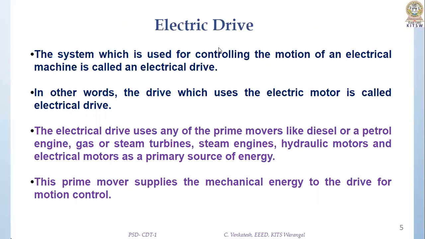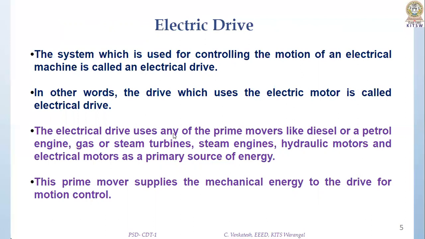So now comes the question: what is an electric drive? The system which is used for controlling the motion of an electrical machine is called an electrical drive. So the electrical drive means controlling the motion of an electrical machine. In other words, the drive which uses an electric motor is called an electrical drive.